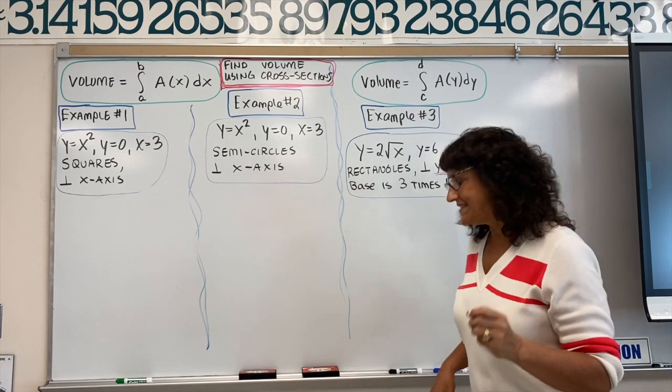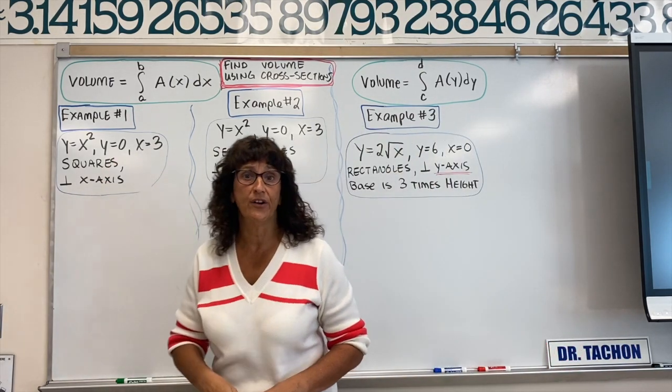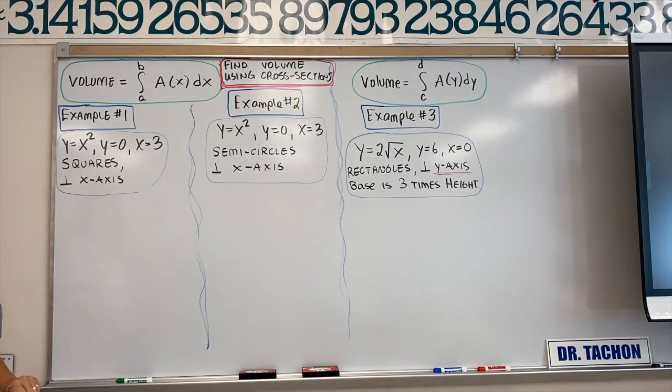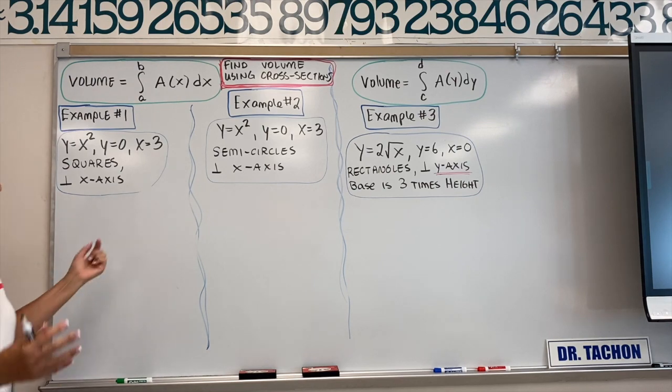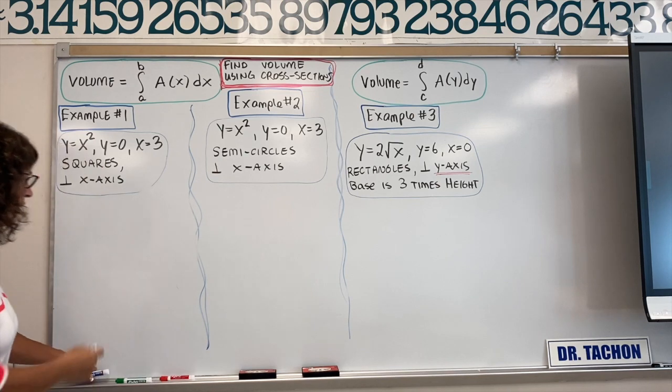So let's take a look at example number 1. Example number 1, our base is going to be x squared, the parabola, y equals 0 and x equals 3, and we're going to use squares. And so just to give you a little idea of what this looks like, this is just going to be a quick rough sketch, okay?